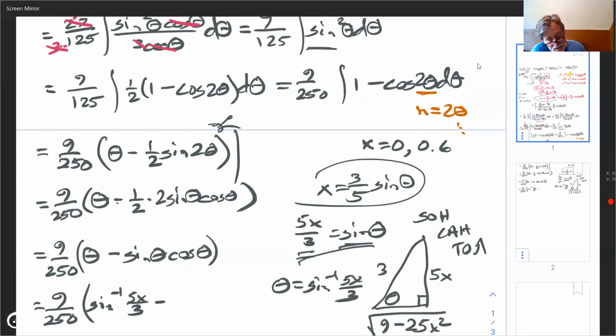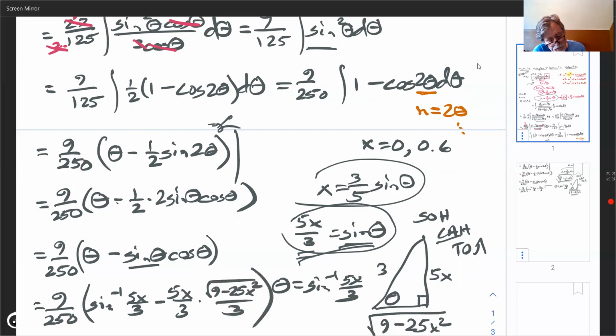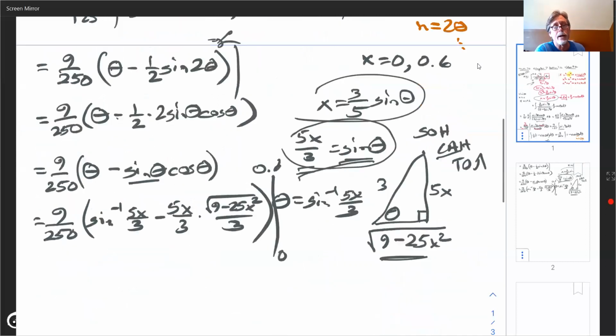Well, look, sine is 5x over 3. See that guy? So this sine is going to turn into 5x over 3. And then we're going to work on cosine. Cosine is adjacent over hypotenuse, which means it's this radical thing over 3. So we get a radical 9 minus 25x squared all over 3. And finally, we can apply 0 to 0.6. That's our goal, is to actually finally do that problem.